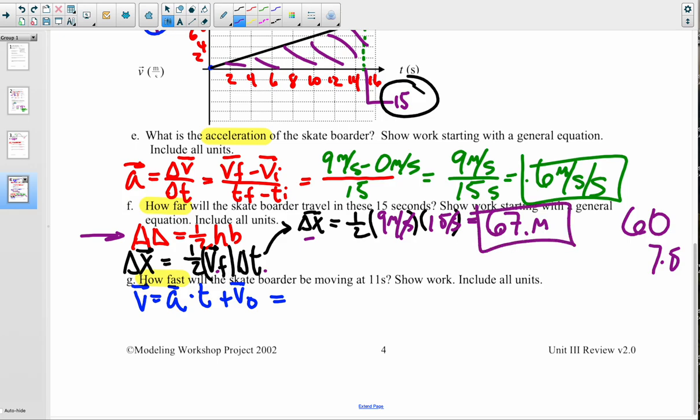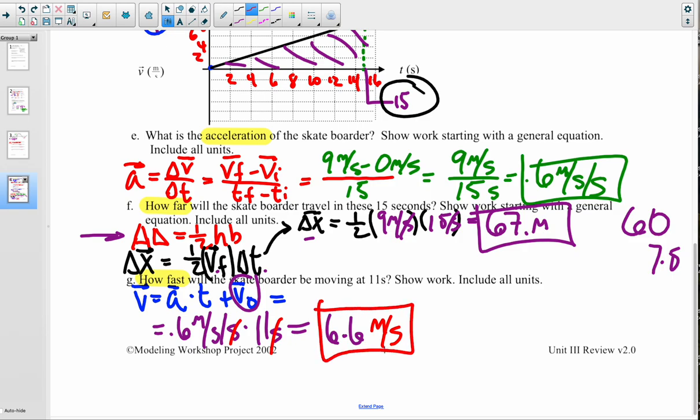And now how fast will the skateboarder be going at the 11-second mark? Because we've now calculated the acceleration at 0.6 meters per second squared, times 11 seconds. The initial velocity was 0, so we can leave that off. So 11 times 0.6 would be 6.6. And as far as units go, seconds cancel out, and we get 6.6 meters per second at the 11-second mark.